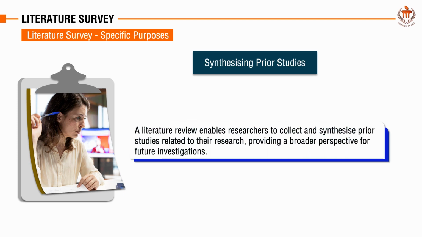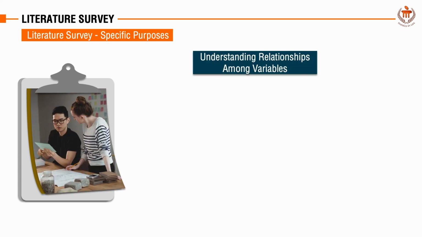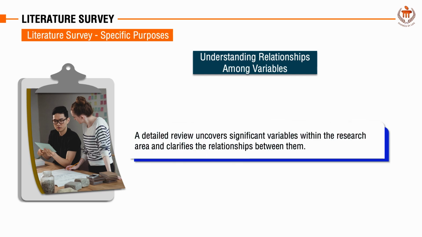Another purpose of literature review is synthesizing prior studies. A literature review enables researchers to collect and synthesize prior studies related to their research, providing a broader perspective for future investigations. This process helps identify overlaps and gaps in existing work. Literature review also helps in understanding relationships among variables. A detailed review uncovers significant variables within the research area and clarifies the relationships between them. These insights can be incorporated into the development of hypotheses and establish a solid foundation for scientific inquiry by exploring connections between variables.